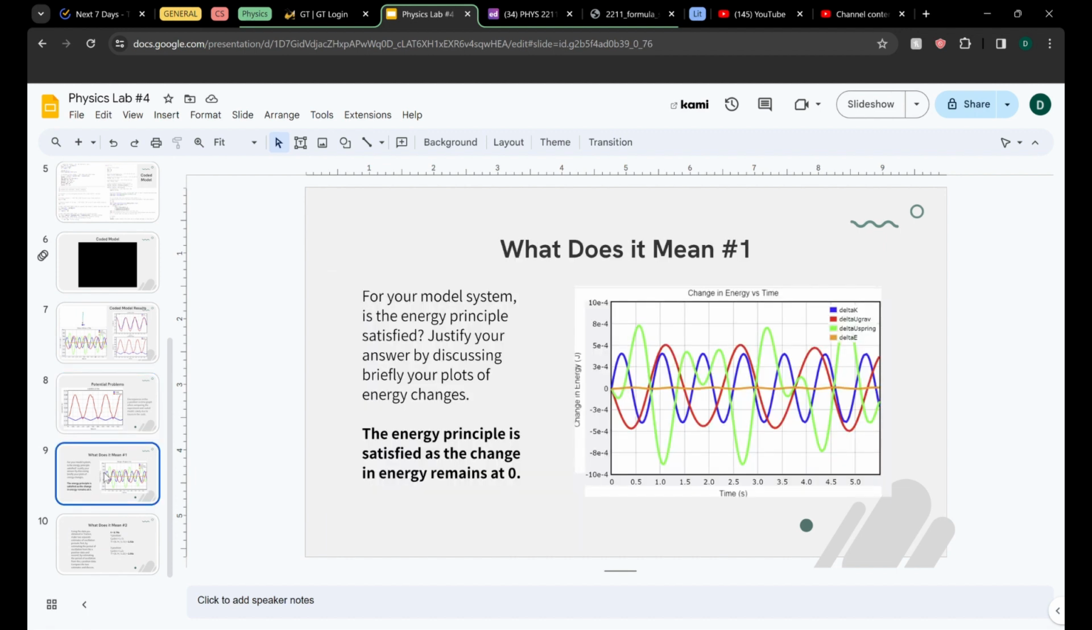What does it mean, number 1? For your model system, is the energy principle satisfied? Justify your answer by discussing briefly your plots of energy changes. The energy principle is satisfied as the change in energy remains at 0. As you can see in this graph, throughout the entire experiment, delta E is equal to 0, or roughly equal to 0. There were some discrepancies. However, as you can see, this orange line stays straight throughout the entire experiment, which is basically what the energy principle is saying, that the change in energy is 0 because energy is neither created nor destroyed.